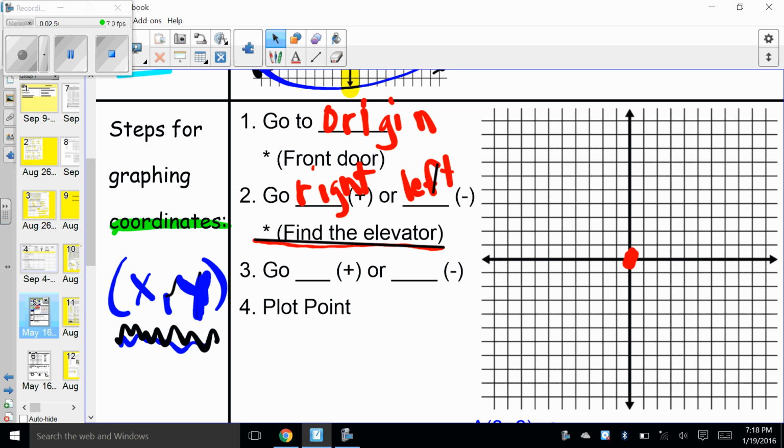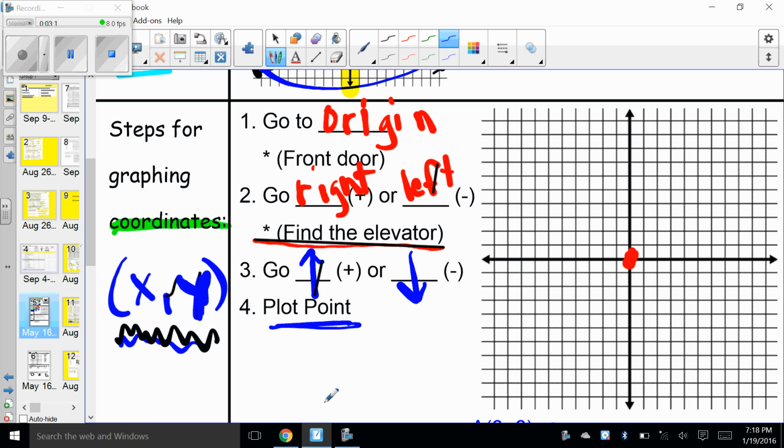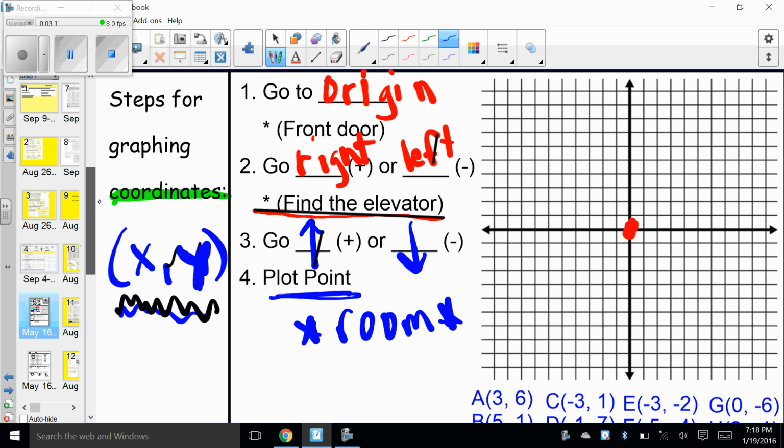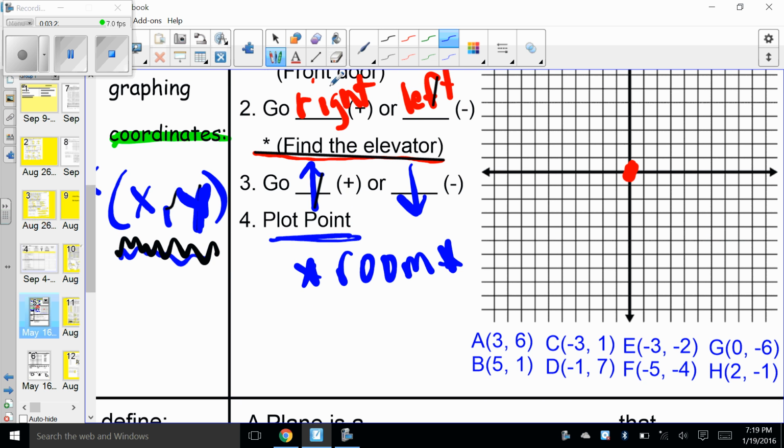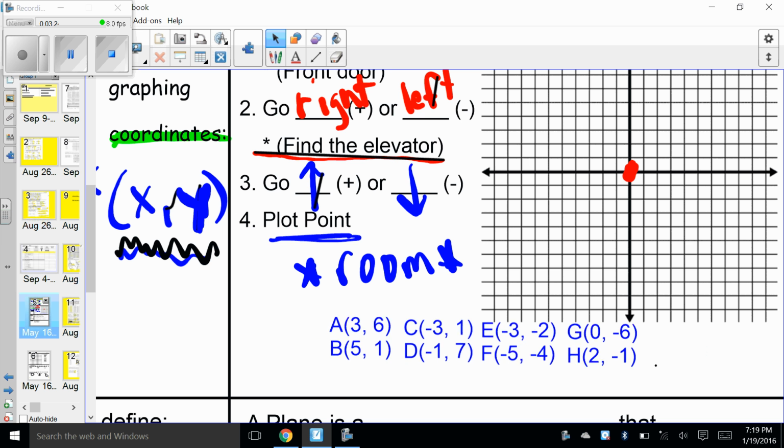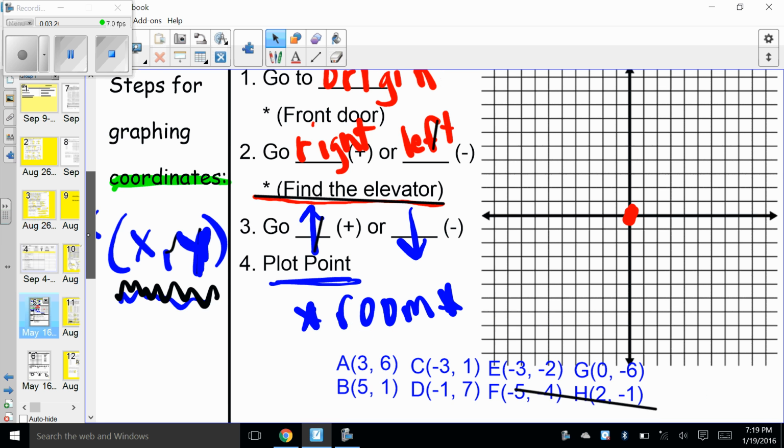Then, after we do that, we're going to go get on that elevator. Once we find it, up is positive, down is negative. Up, positive, down, negative. After we do that, we plot our point, we found our hotel room, and we're there. So that's how this work is going to be in this next step. So we have lots of rooms to plot. You think of it as maybe your whole basketball team is staying in a hotel. You have 8 players on your team, and these are the rooms that you were given.